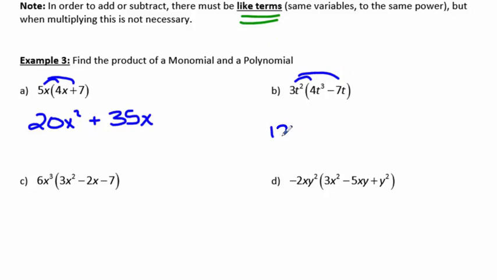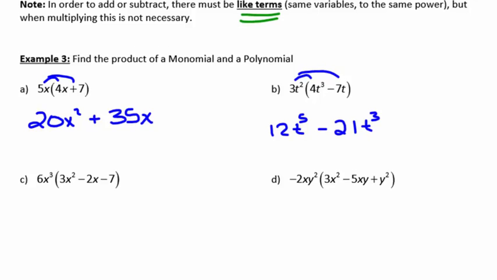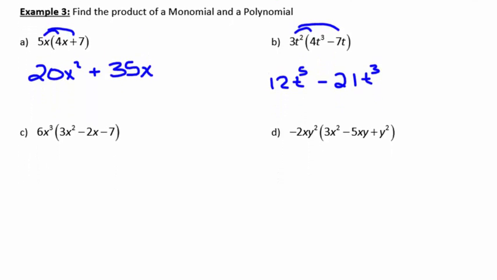3 times 4 is 12. And t squared times t to the third will be t to the fifth. 2 plus 3 is 5. Minus 3 times 7 is 21. T squared times t will be t to the third. 2 plus 1 is 3. Multiply your numbers, multiply your variables. When multiplying the variables, remember to add the exponents.